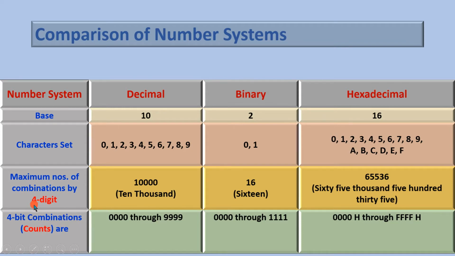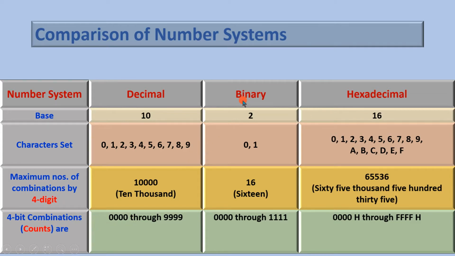So let us consider a 4-digit number in decimal, and with a 4-digit number, how many distinct combinations of these symbols occur? That is 10,000. So with a 4-digit decimal number, you can get 10,000 combinations, that is 0000 through 9999. This is one sample case, okay? Or you can say that the maximum possible count with a 4-digit decimal number is just 10,000.